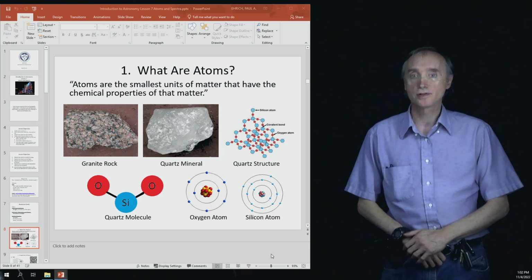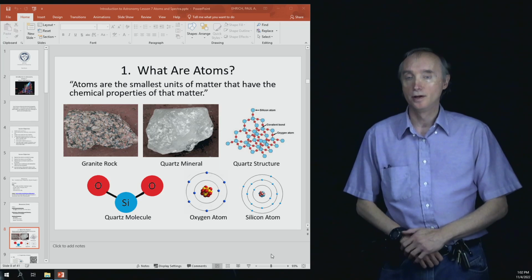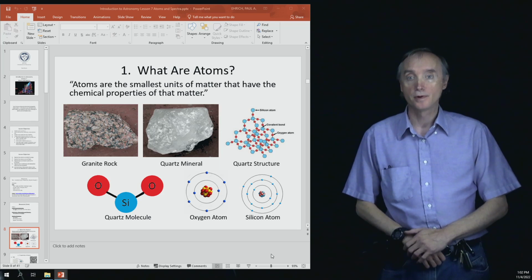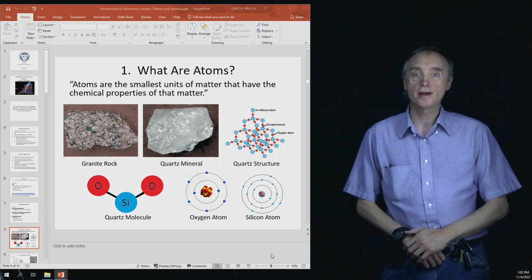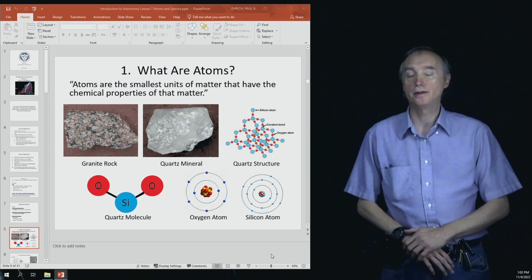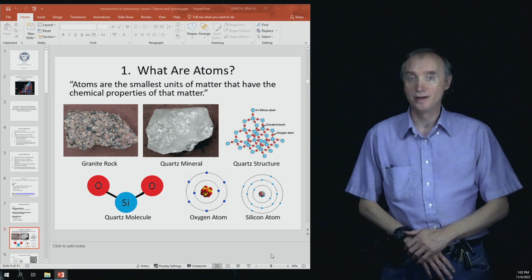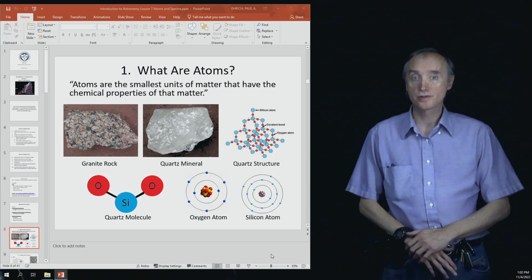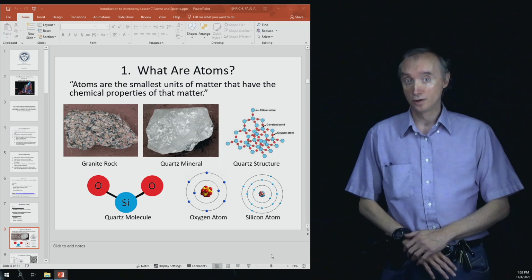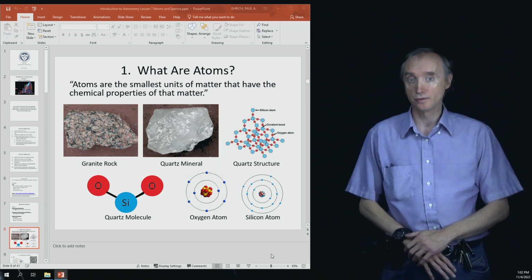Granite is this kind of speckly igneous rock, and it's very pretty looking, and they sometimes use it to build government buildings. If you look at the granite rock, you'll see it's speckly, and each one of those speckles is a different kind of mineral. If you look at granite under a hand lens, you'll notice it has these clear crystals, and those clear crystals are the mineral quartz. So rocks are made of minerals.